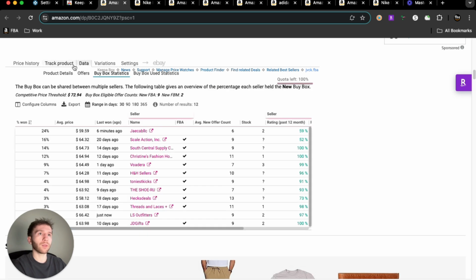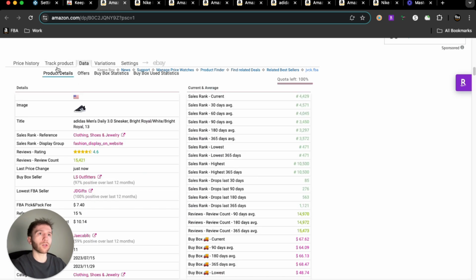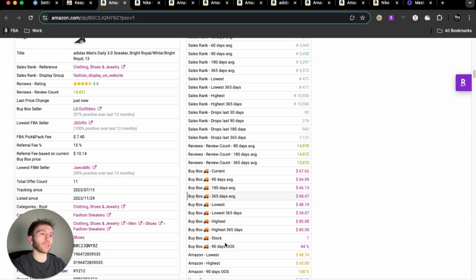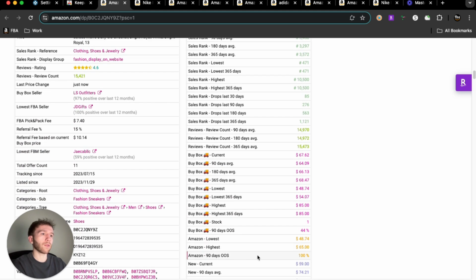The next tab, data, is going to show you the product details first, which this left box is not really that important to us. The right box is going to be what we want to look at. So this is going to show us breakdowns of the averages of the sales rank for 30, 60, 90, 100, 365 days. Same thing with the buy box. And then it's also going to show us down here, Amazon, if they've been out of stock for the last 90 days, their lowest price, their highest price.